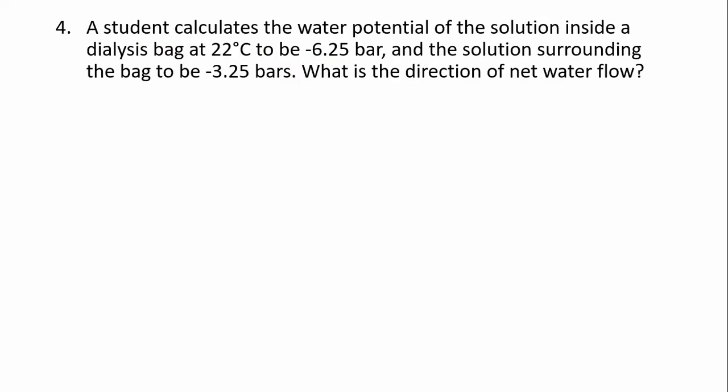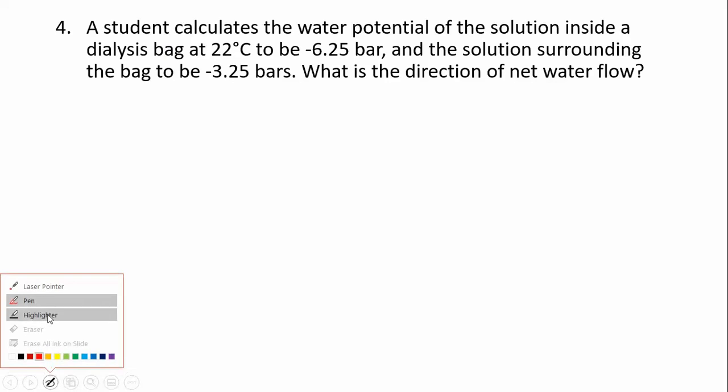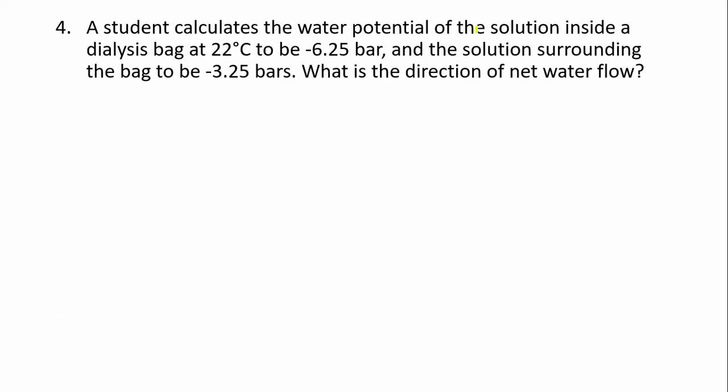All right. A student calculates the water potential of a solution inside a dialysis bag at 22 degrees Celsius to be negative 6.25 bar, and the solution surrounding the bag to be negative 3.25 bars. What is the direction of water flow? And for this, it's a little helpful to do a diagram.